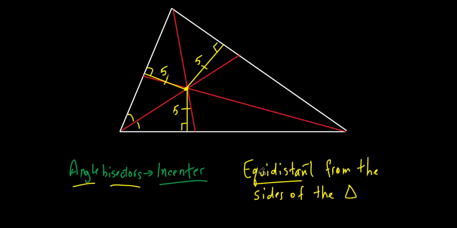Because you're going to have questions on the quiz and the test where I tell you that this is the incenter, and then I give you one of these sides, and you're going to have to find the other two. And that's super easy because they're all the same, right? So if this is 5, then so is this one and this one.